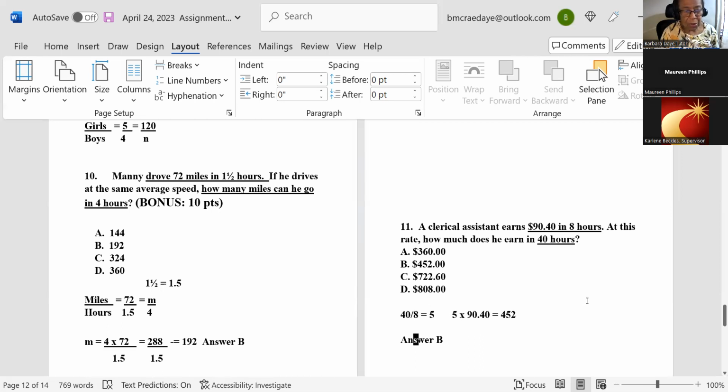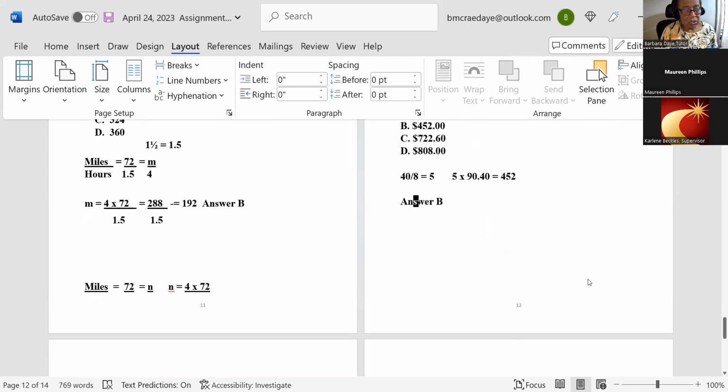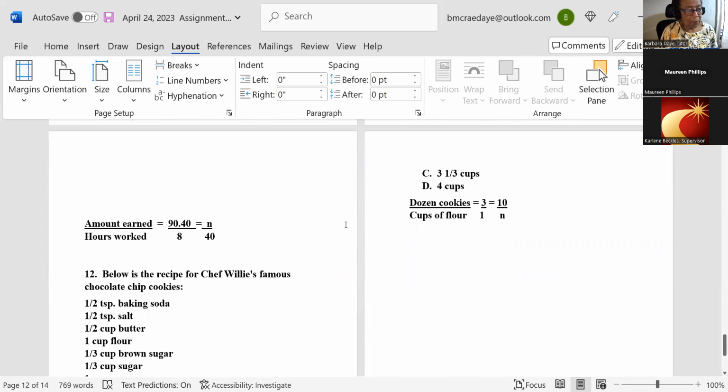Is that the way you did yours, Maureen? Yeah, I divided mine. You set it up as a ratio and then did it. That's fine. But I'm saying the second way is to look at the 40 hours and the 8 hours and say, okay, 40 is 5 times bigger than 8. So the clerical assistant will earn 5 times the $90.40. And then there's just one more.